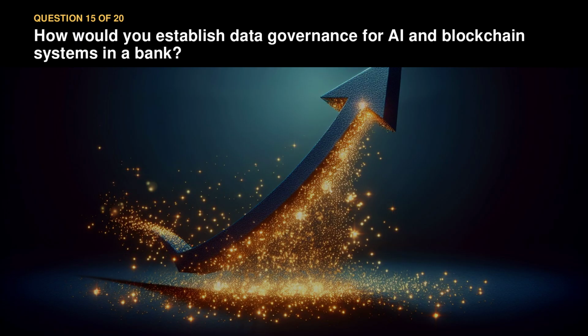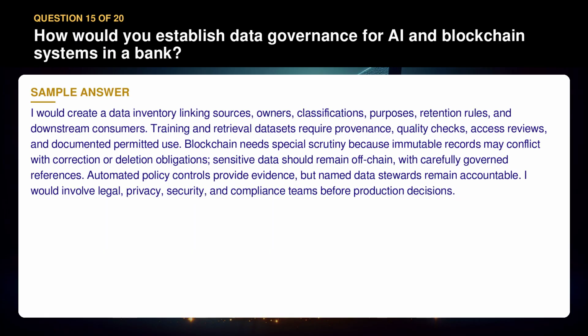Question 15. How would you establish data governance for AI and blockchain systems in a bank? I would create a data inventory linking sources, owners, classifications, purposes, retention rules, and downstream consumers. Training and retrieval datasets require provenance, quality checks, access reviews, and documented permitted use.